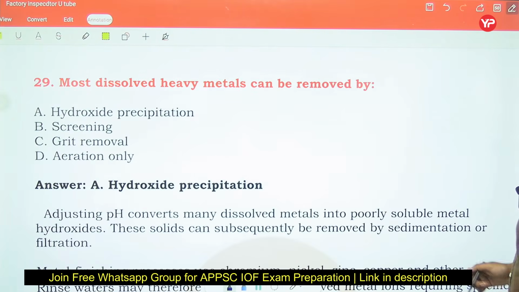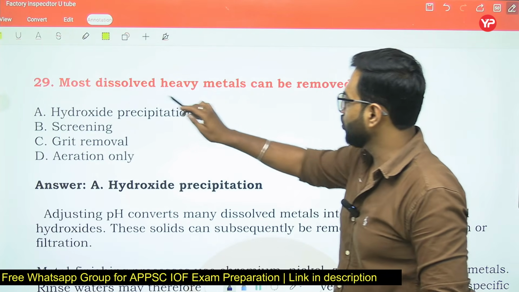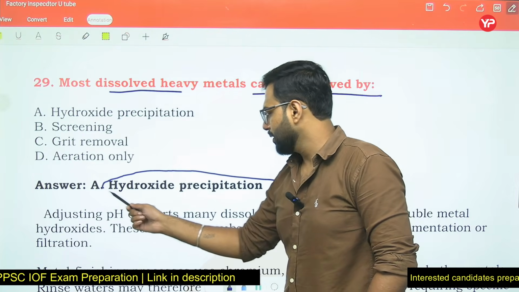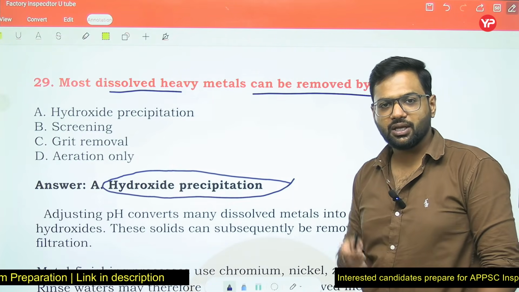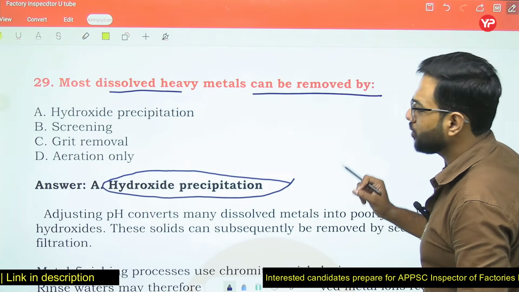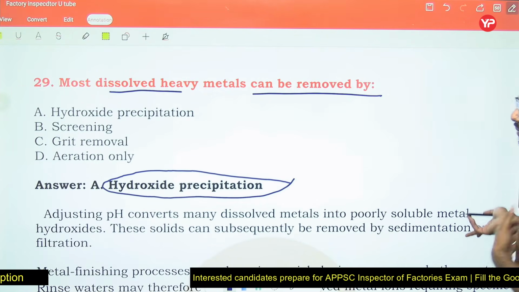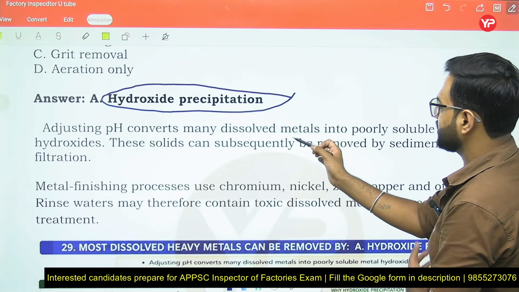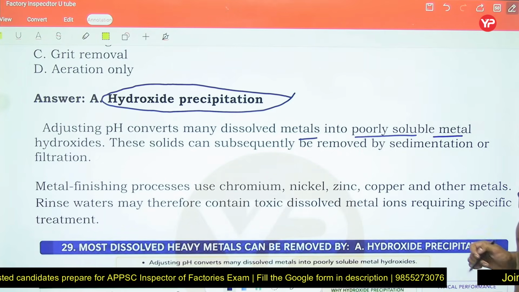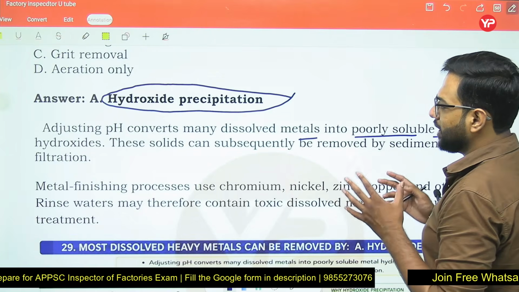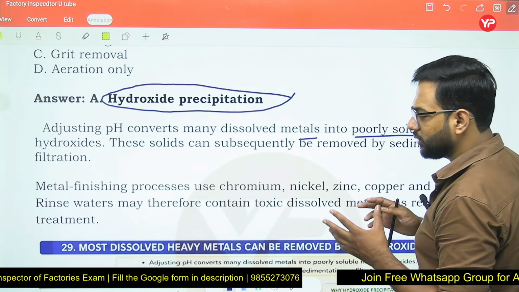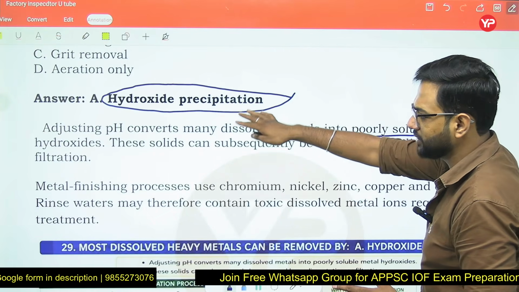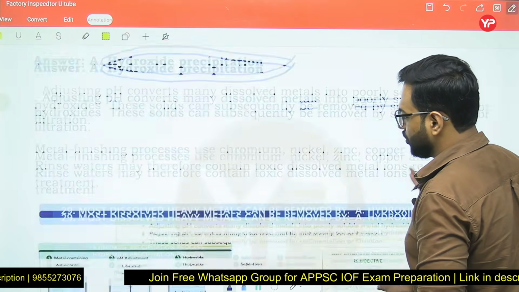Most dissolved heavy metals can be removed by hydroxide precipitation. In the form of precipitates, these metals are removed. Adjusting pH converts many dissolved metals into poorly soluble metal hydroxides. Just remember this point: if we want to remove heavy metals, they are removed in the form of precipitates, and the precipitates are formed of hydroxides. Hydroxide precipitation is going to take place.